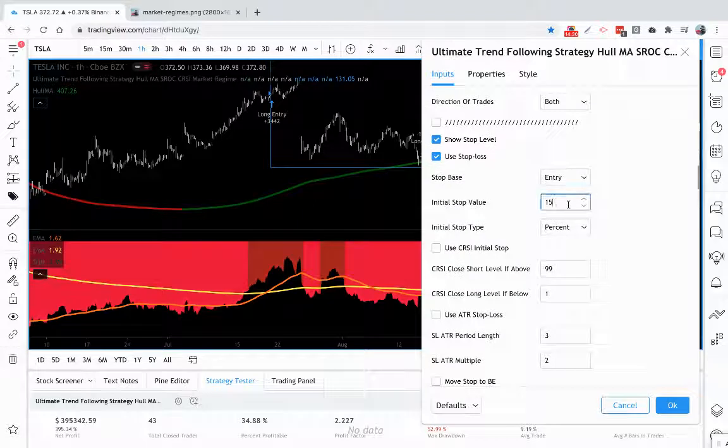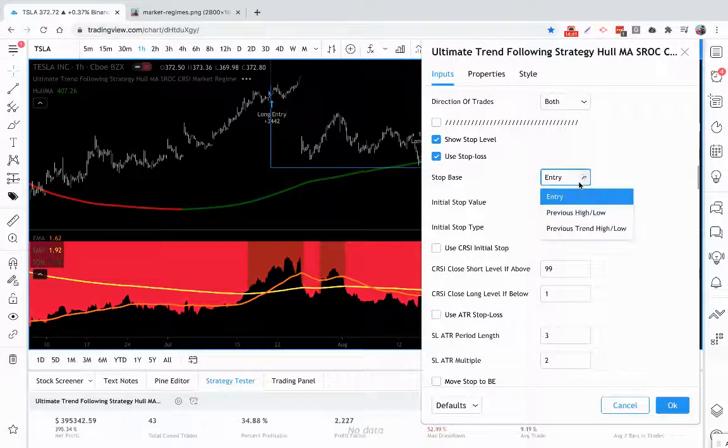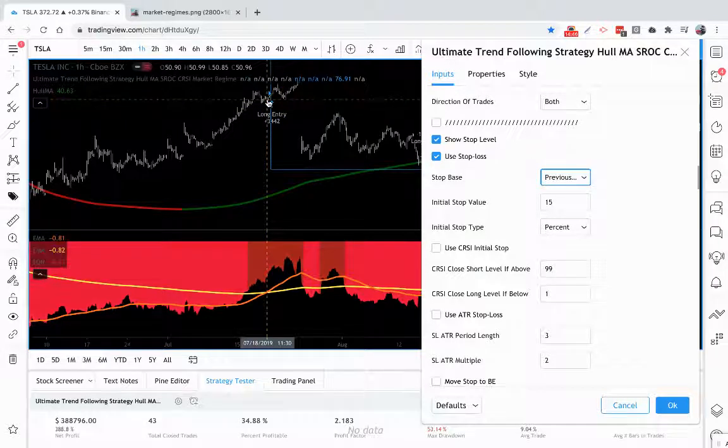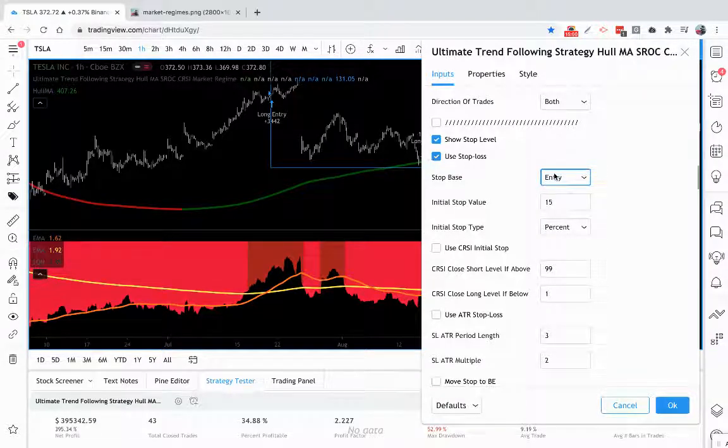Let me go down to that. You want to also adjust it to the hundredths percent. You are able to do that. With the previous high-low, you can go to the candle before and use that. It's usually better on higher time frames like daily charts or maybe weekly or monthly charts. But you use the previous candle instead of your direct entry, where to place your stop loss from, or you can use your previous trend.